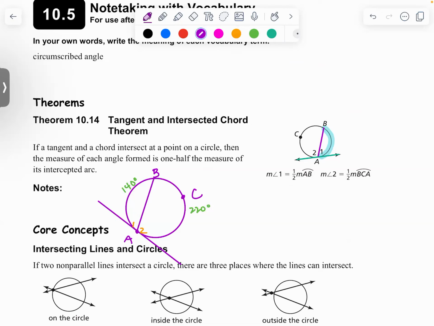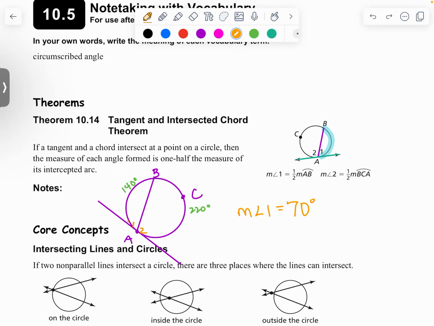Okay. So since arc AB is 140, angle 1 is created by, yes, a tangent and a chord, but the vertex is on the circle. So what is the measure of angle 1? 70 degrees, because all we have to do is take the arc and cut it in half, just like we did yesterday. Alexa, are you okay with that? Okay.